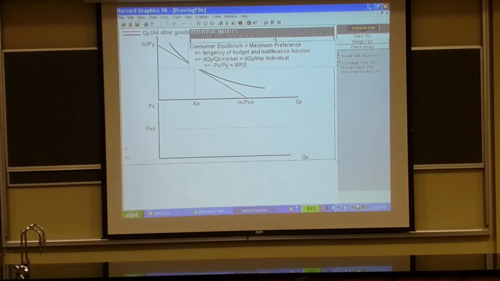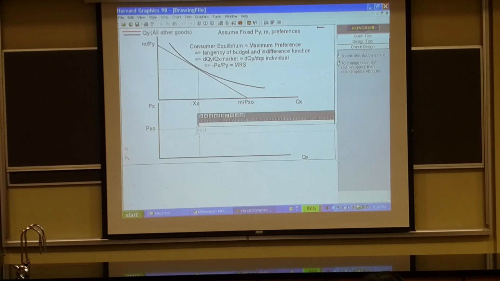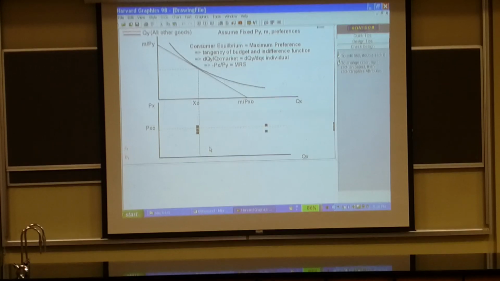One final point. Given that equilibrium, that X is a consequence of the price of X. So it turns out, right here, this point right here is our first point on our demand function. We derive 1 point.